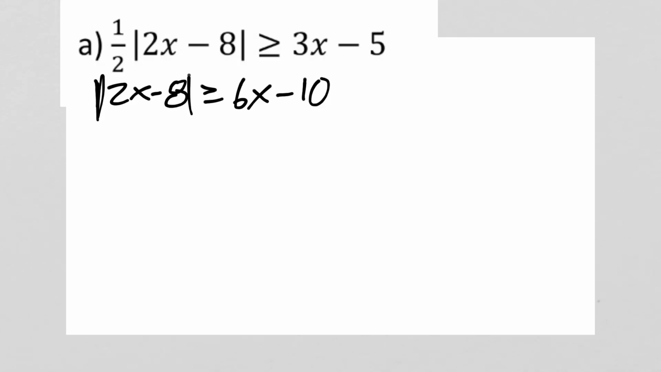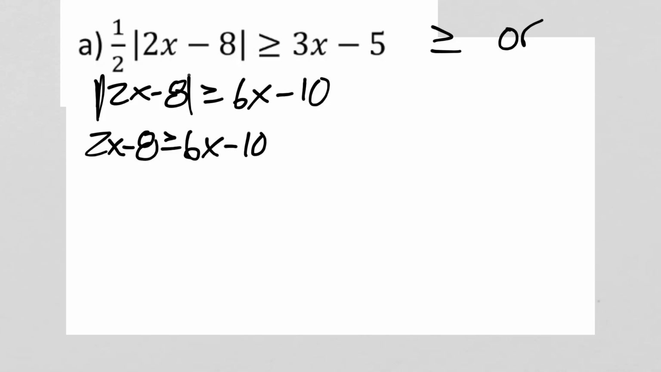Okay. Thing to recognize is that we have a greater than or equal to inequality, which means this will be an OR inequality. So 2x minus 8 is greater than or equal to 6x minus 10, or 2x minus 8 is less than or equal to negative 6x plus 10. Notice we essentially multiplied by negative 1 on the right, so we had to flip that inequality. That's how I like to think of it.